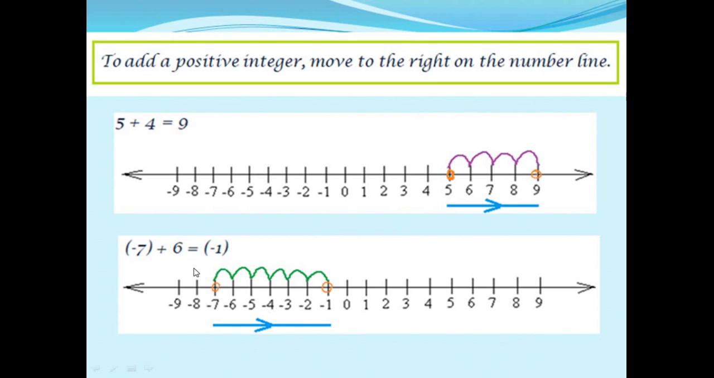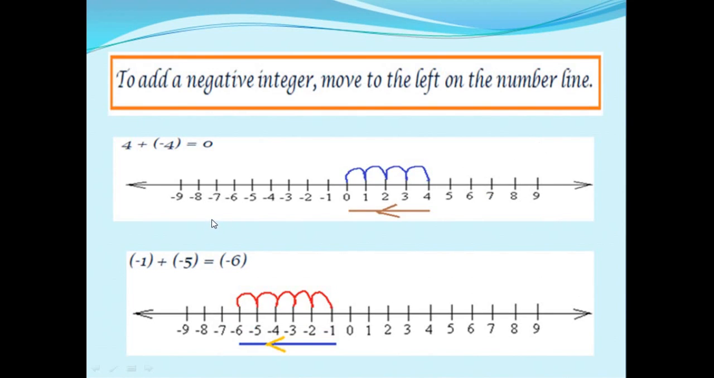Let's consider the next example. Here, we are going to add a positive integer with a negative integer. So, let's start with negative 7. To add 6, start from 7, move 6 units towards right on the number line. We reach at negative 1. So, when we add negative 7 plus 6, the answer is negative 1. So, to add positive integer, move to the right on the number line.